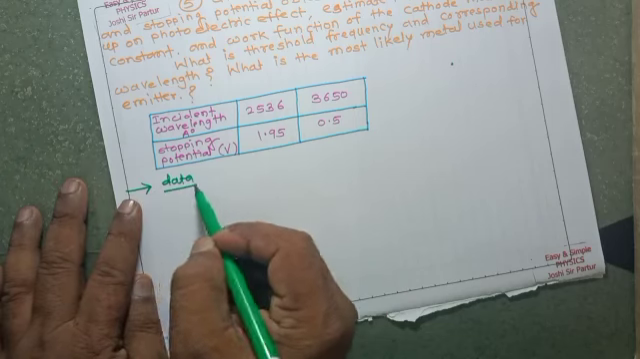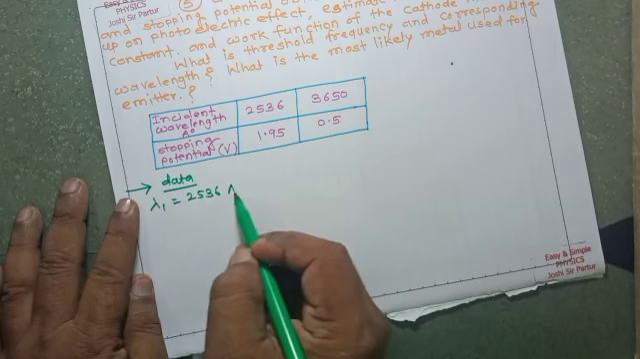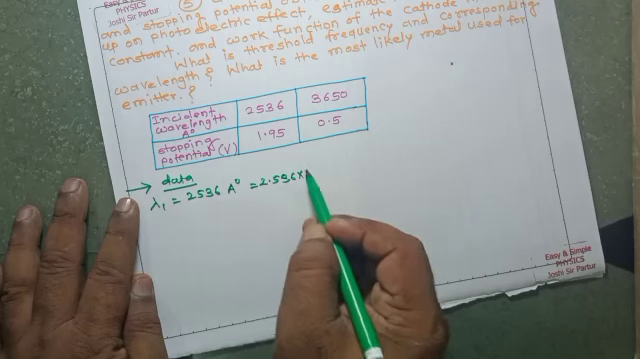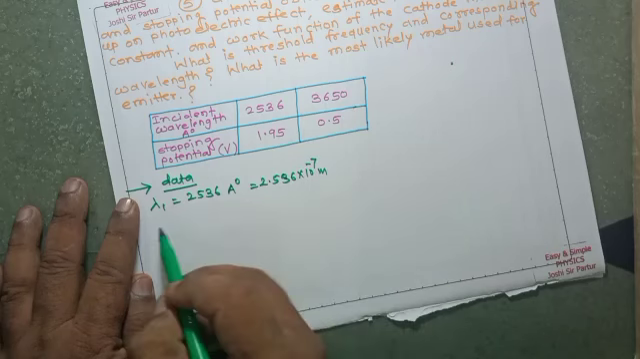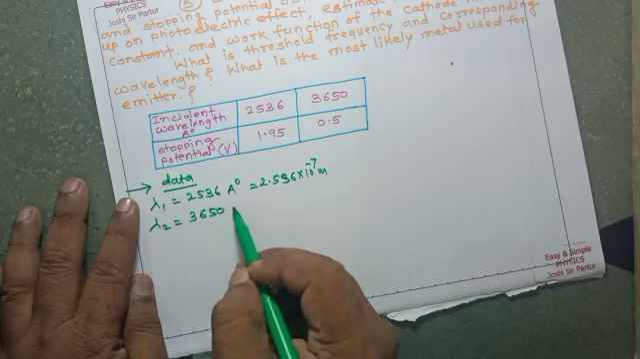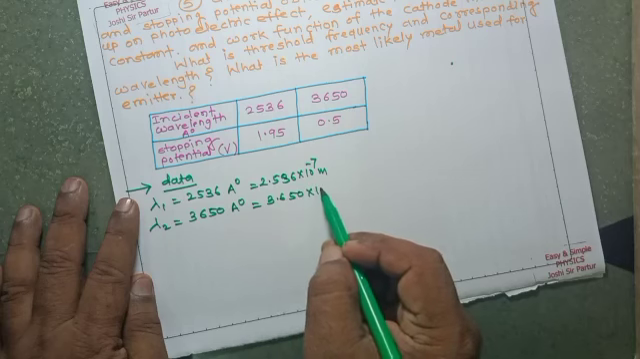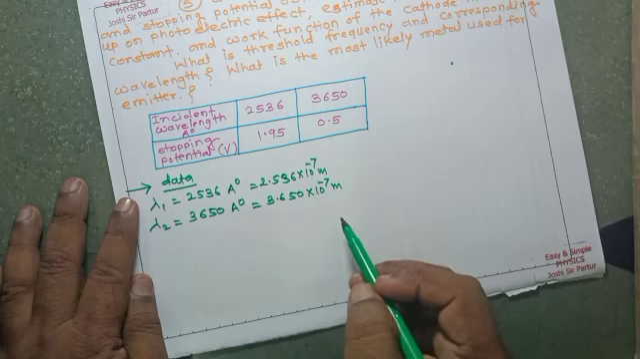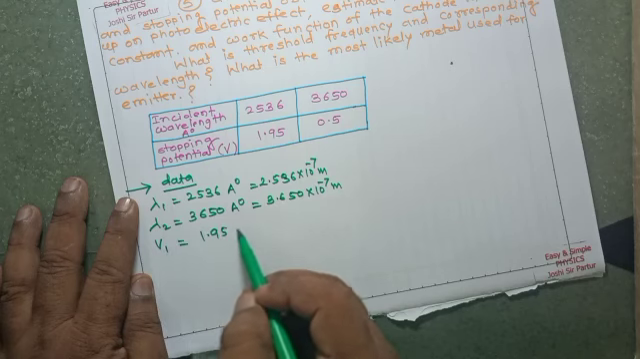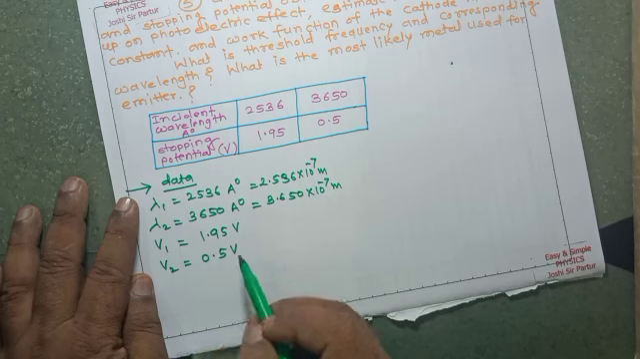That data will be given. Lambda 1 is 2536 in angstrom unit, means 2.536 into 10 raised to minus 7 meter. Lambda 2 is 3650 angstrom unit, means 3.650 into 10 to the power minus 7 meter. So stopping potential V1 is 1.95 volt and stopping potential V2 is 0.5 volt.